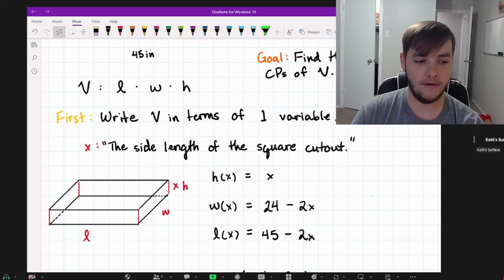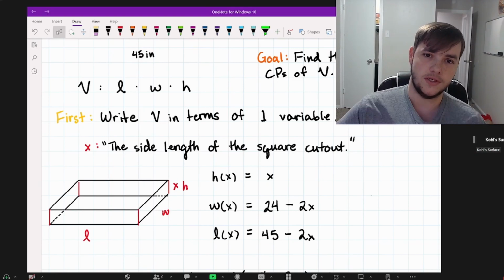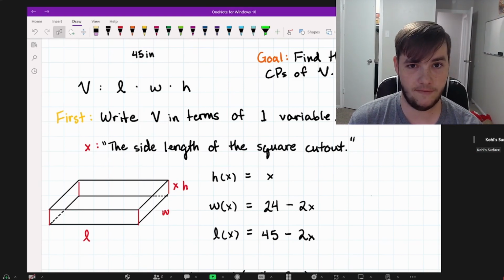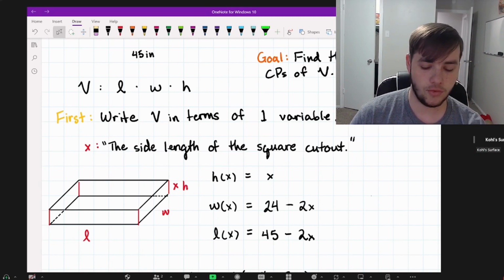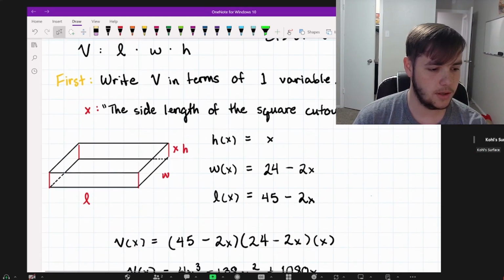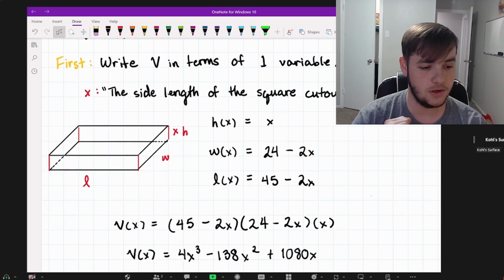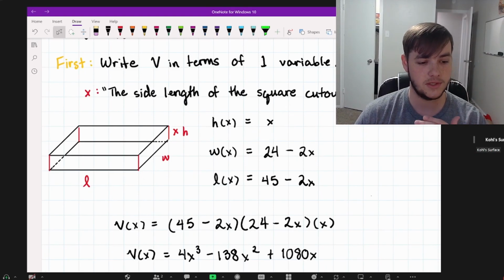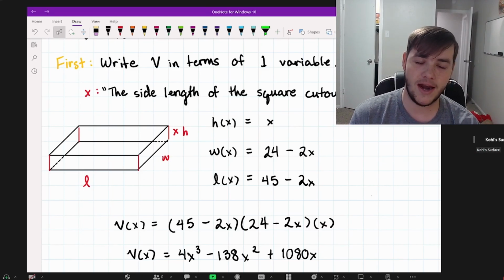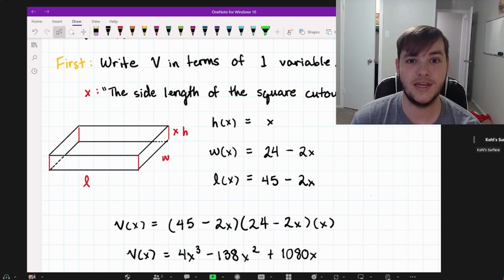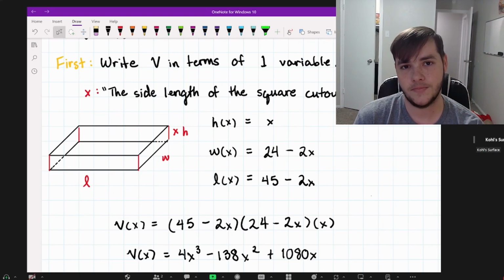Now that I have used my constraints to write each variable in my volume function in terms of the same variable x, I can rewrite my volume function as a function of only x. That is 45 minus 2x, or length, times width, times height. When I distribute all of that out, I end up with 4x cubed minus 138x squared plus 1080x.